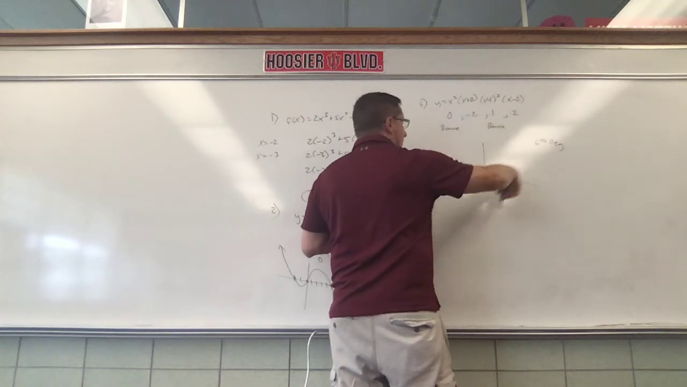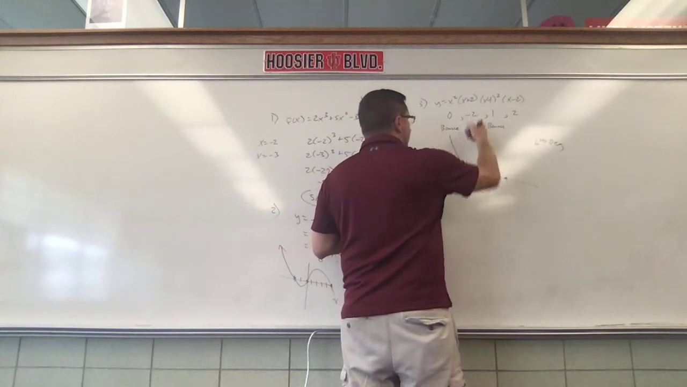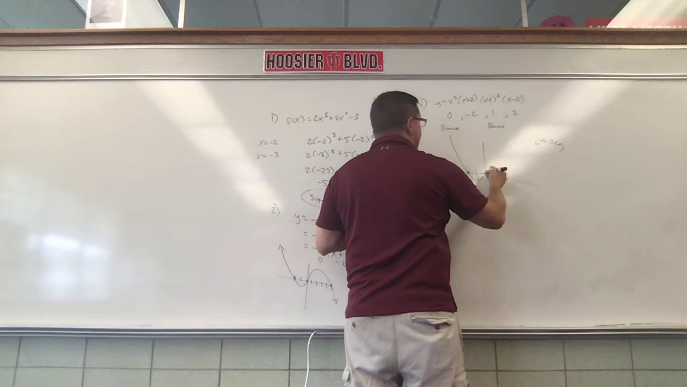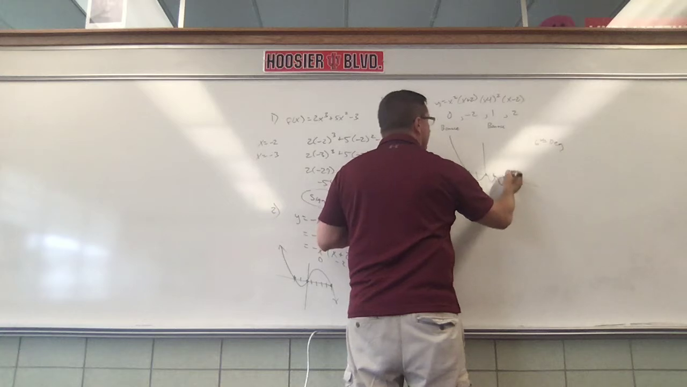Since it's not negative, it's going to open up like this. Does it bounce at -2? No, it doesn't. It goes through. It goes down some, goes up to 0. At 0, it bounces, so it goes right back down. Goes up to 1. It bounces at 1, so it goes back down again. And then it hits 2, and it doesn't bounce.